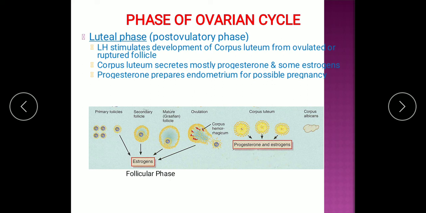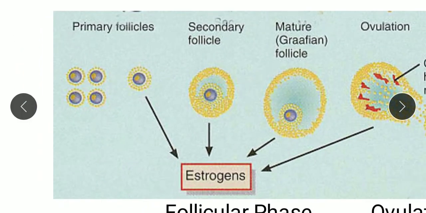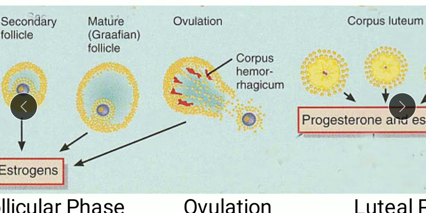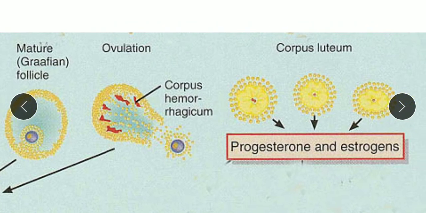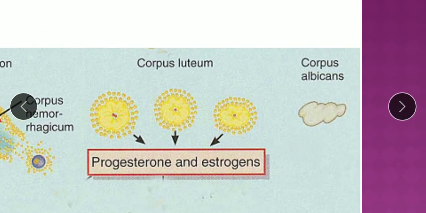First phase, follicular phase; second phase, ovulation phase; third phase, luteal phase. See the pictures. The primary follicle grows and develops into a secondary follicle. The secondary follicle develops into a mature follicle or graafian follicle. Rupturing of the graafian follicle releases the egg, which is called ovulation. After ovulation, the mature graafian follicle layers become the corpus luteum. The corpus luteum further secretes the hormones progesterone and estrogen. The corpus albicans is a scar.